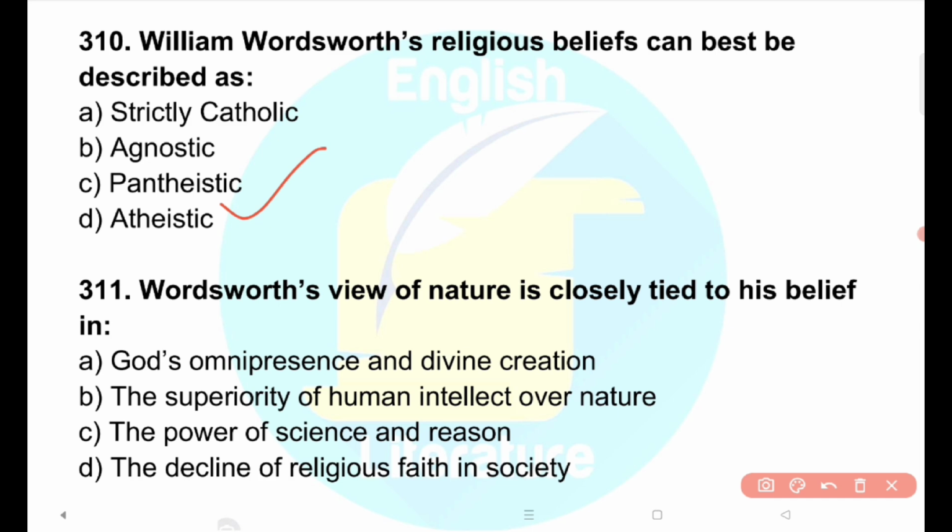Wordsworth's view of nature is closely tied to his belief in option A, God's omnipresence and divine creation. Wordsworth viewed nature as a manifestation of the divine. Tintern Abbey. His beliefs aligned with pantheism, seeing God in nature.